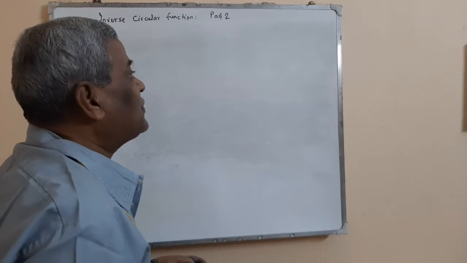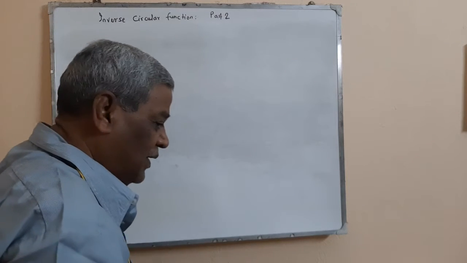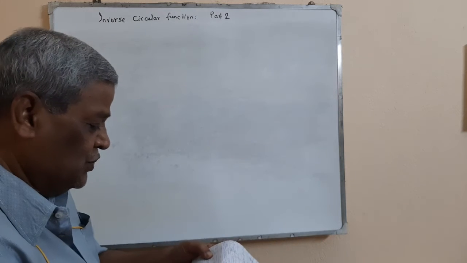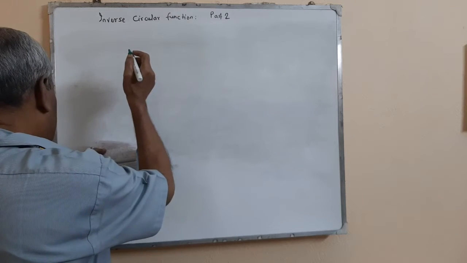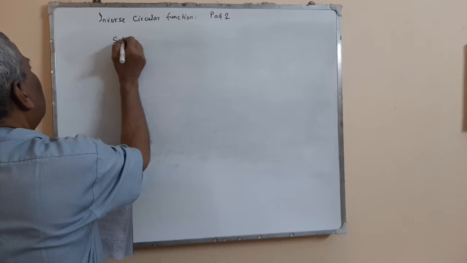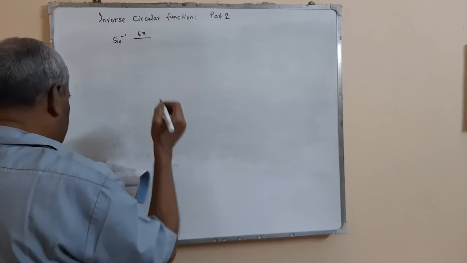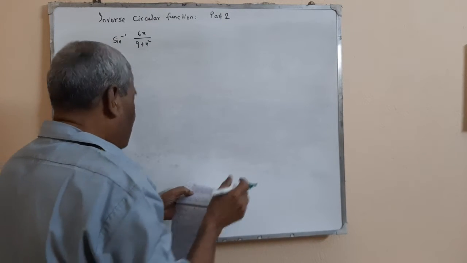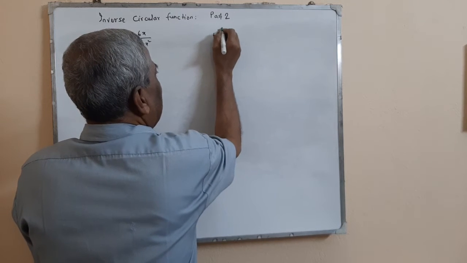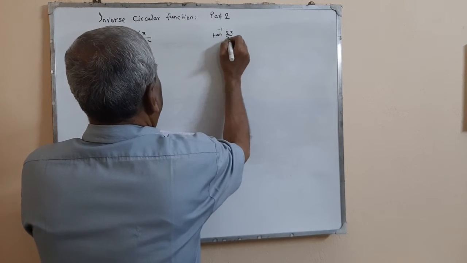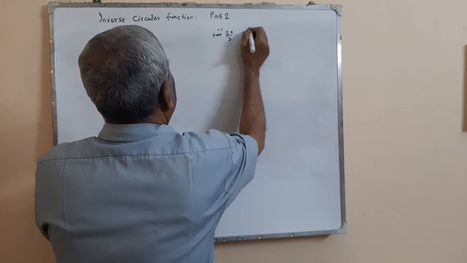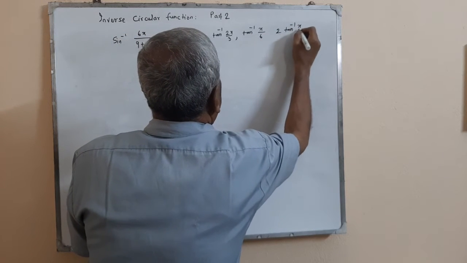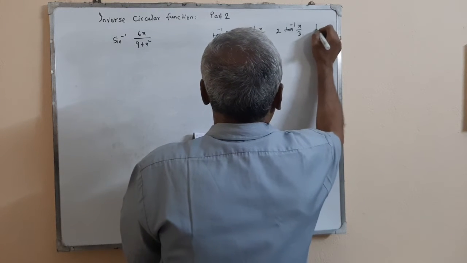Today our discussion is on inverse circular function part 2. Let us take the first problem, which is sine inverse 6x by 9 plus x square is equal to. Options: tan inverse 2x by 3, tan inverse x by 6, 2 tan inverse x by 3, and tan inverse x by 3.